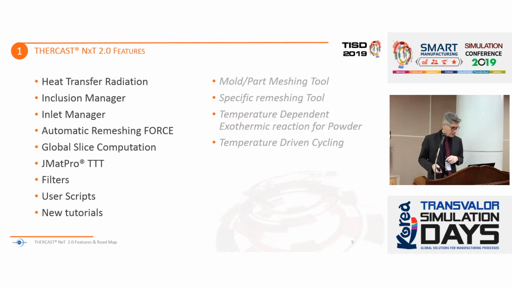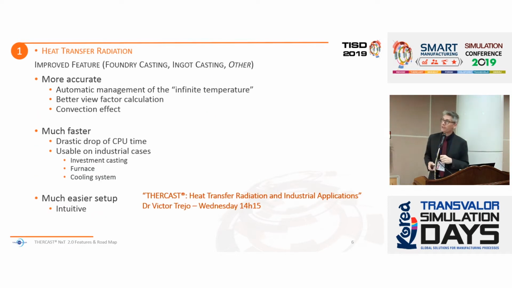So I will go to the next feature here. We had already in the previous version the capability to take into account the radiation between different bodies in a cooling system. But it was quite, I would say, heavy to use, especially in terms of CPU time. So we have worked a lot on this specific feature in order to really go faster and to get a drastic drop of CPU time.